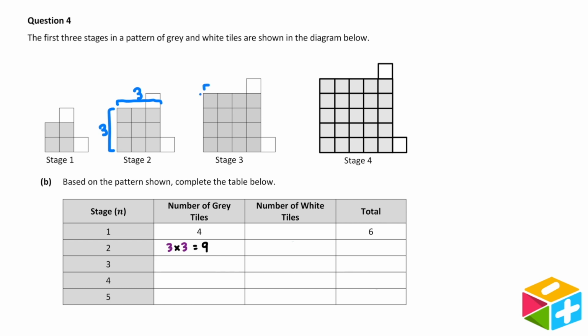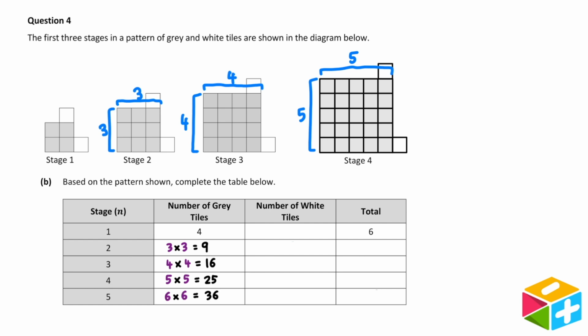In stage 3, we have a 4x4 square, which gives us 4 times 4 equals 16 grey tiles. For stage 4, we have a 5x5 square, and this gives us 5 times 5 is 25. Even though we don't have stage 5 drawn, we can continue the pattern. In stage 5, we'd have a 6x6 square, which gives us 6 times 6 is 36 grey tiles.